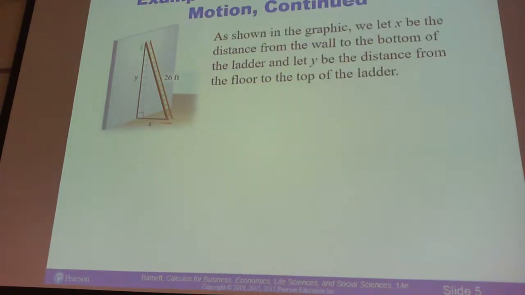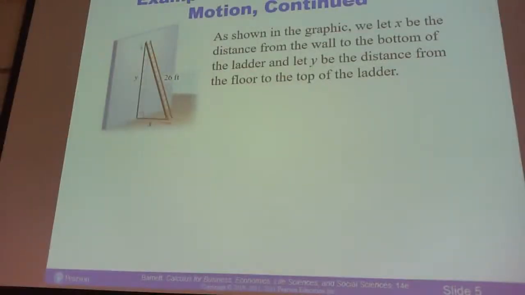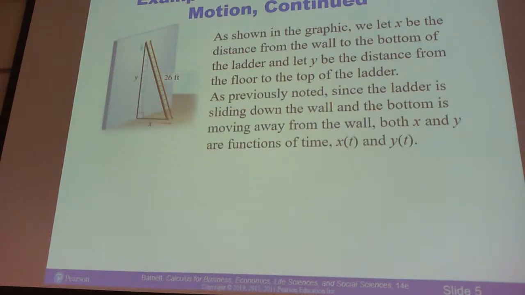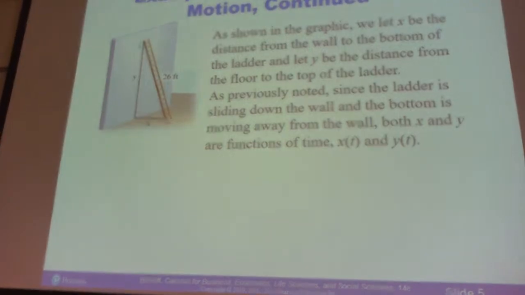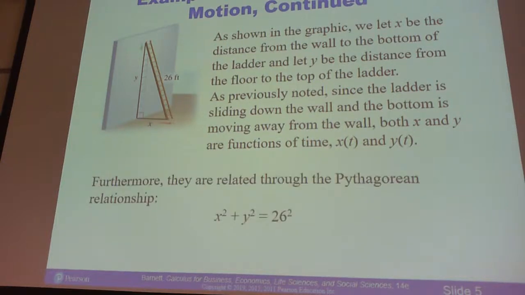So, we're letting x be the distance from the wall to the bottom of the ladder, y being the distance from the floor to the top of the ladder. As previously noted, since the ladder is sliding down the wall and the bottom is moving away from the wall, both x and y are functions of time. x of t, t is time, y of t, t is time. Furthermore, they're related through the Pythagorean theorem.